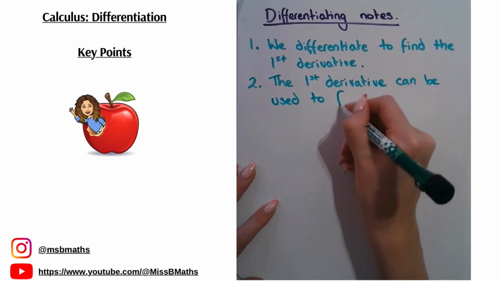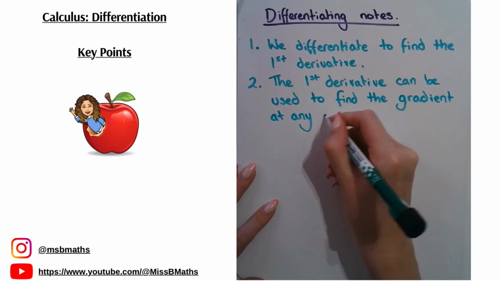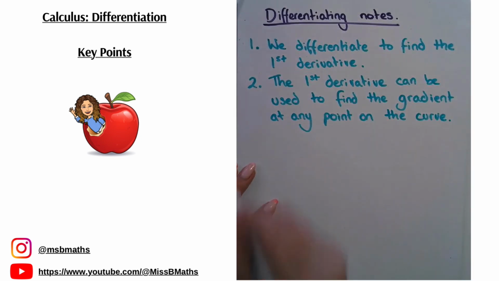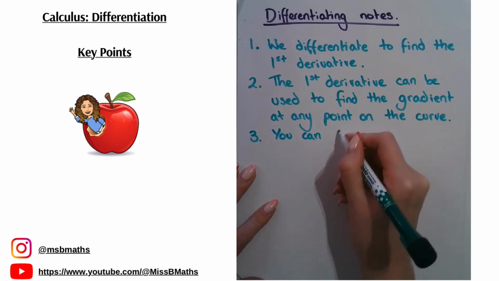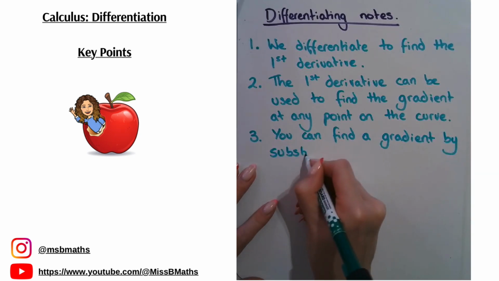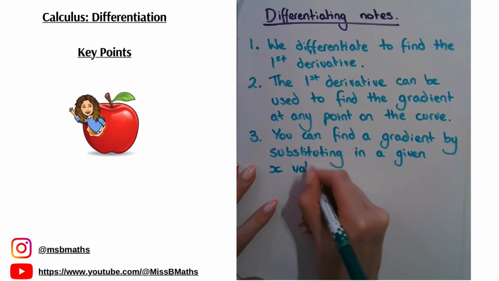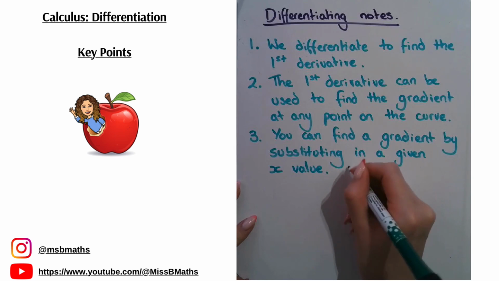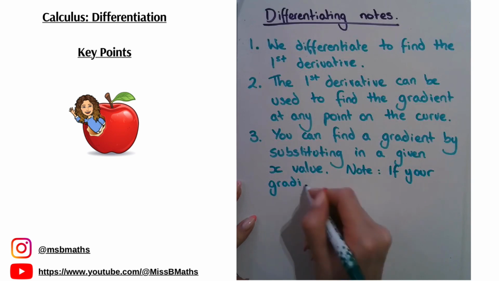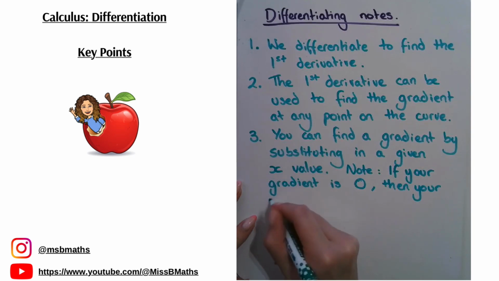So the first thing we have is ultimately when we differentiate, we find the first derivative of a function, okay? And the first derivative can be used to find the gradient at any point on the curve, okay? We find this gradient by substituting in a given x value into the derivative, okay? So just a side note, if your gradient is 0, then your point is a stationary point and you can use the second derivative by differentiating again to find whether it is a minimum point, a maximum point, or a point of inflection.